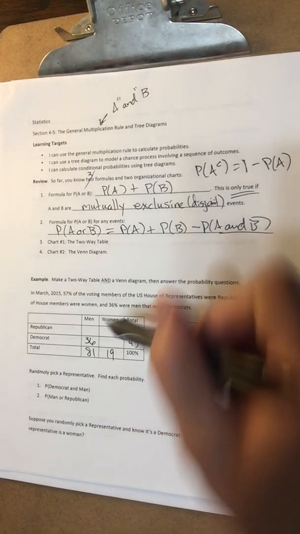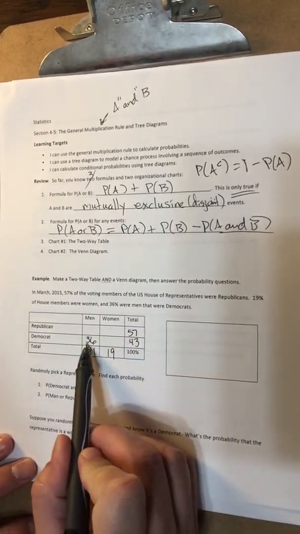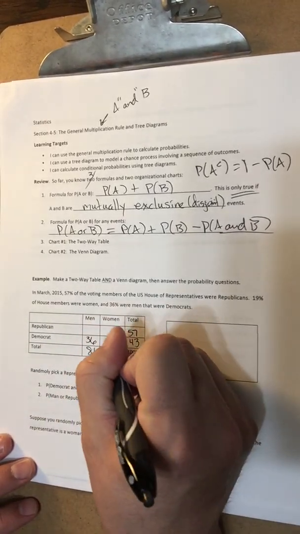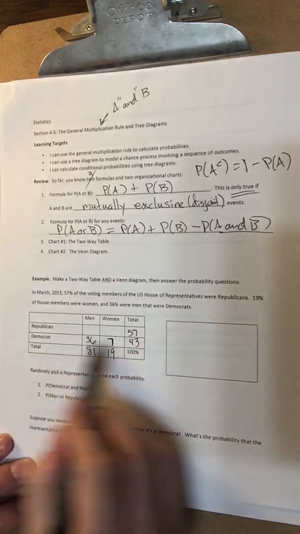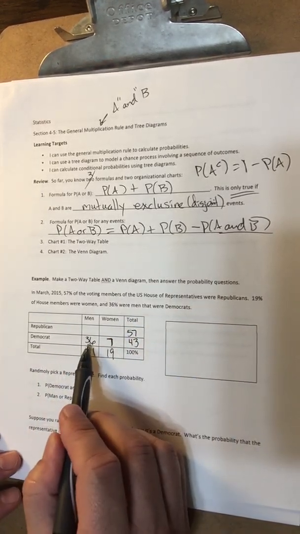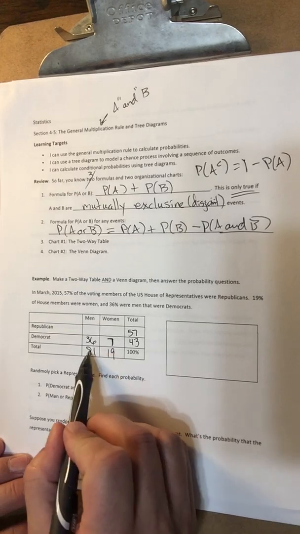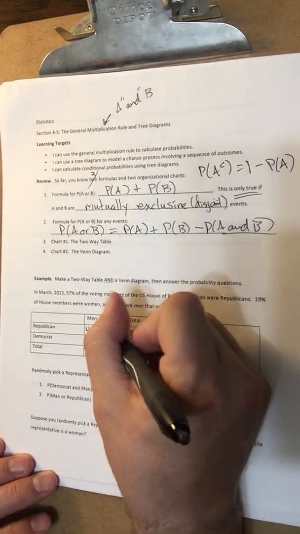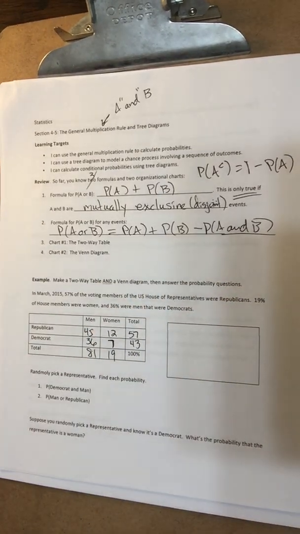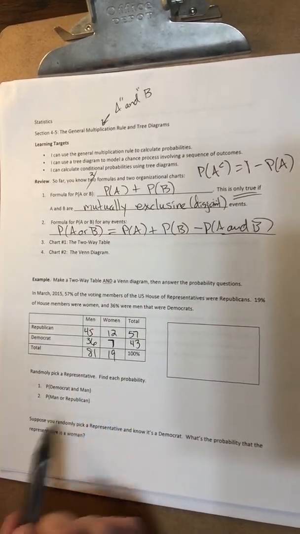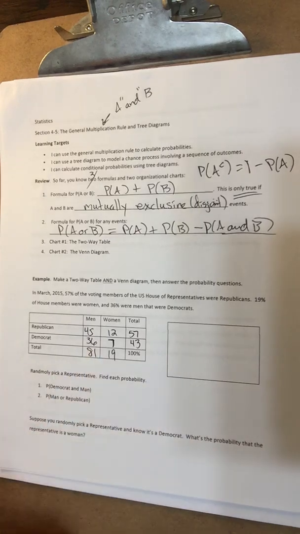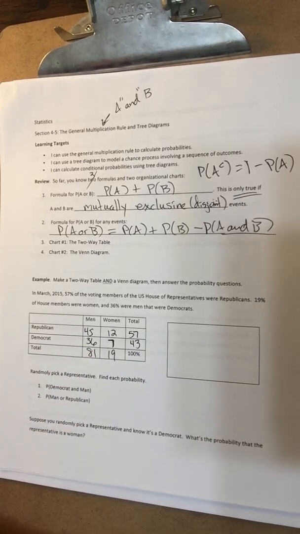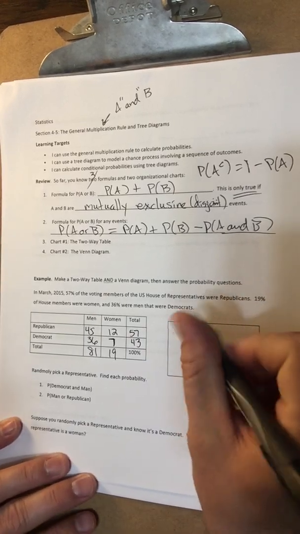What else can I do? 43 minus 36 is going to be 7 of the Democrats were women and 36 of the Democrats were men. And then I could take 81 minus 36 and get 45. I can take 19 minus 7 and get 12, and I've got the entire two-way table finished, so I could start answering questions like this. I prefer the two-way table. I don't prefer the Venn diagram, but some people do, so I'll show it to you.